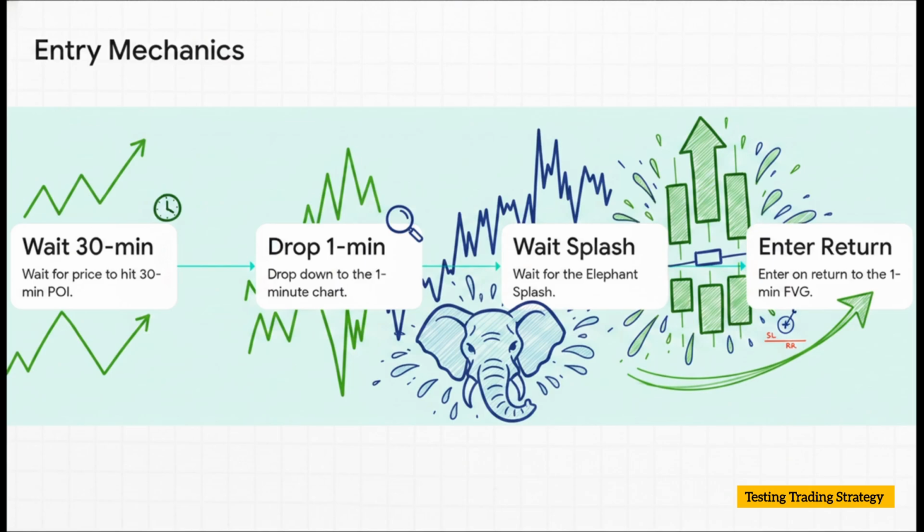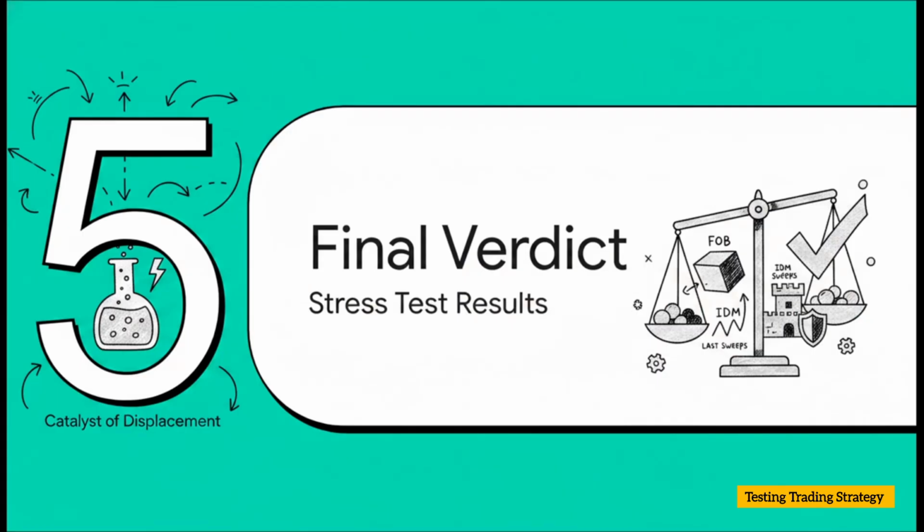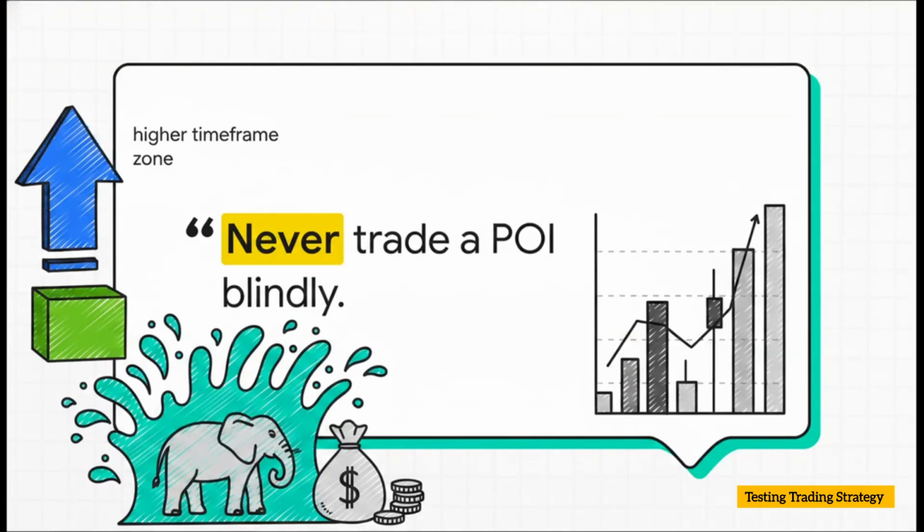Let's get to the final verdict, the results of the stress test. We've run all the variables. We've looked at IDM sweeps, first order blocks, and the extreme last stand. We've added the crucial catalyst of displacement. And the final verdict basically comes down to this golden rule. Never trade a POI blindly. Just let that sink in for a second.